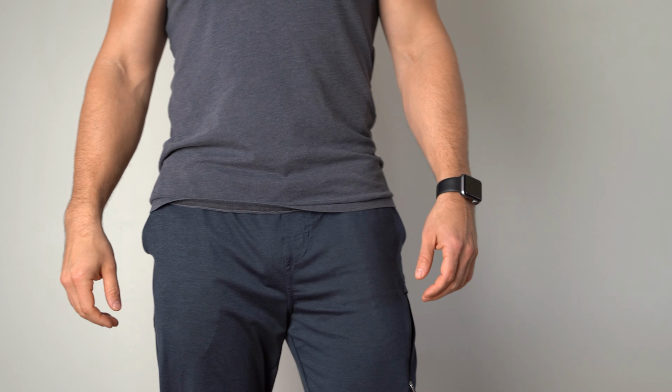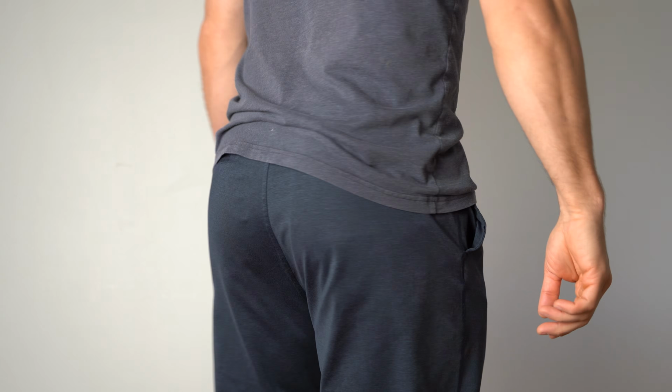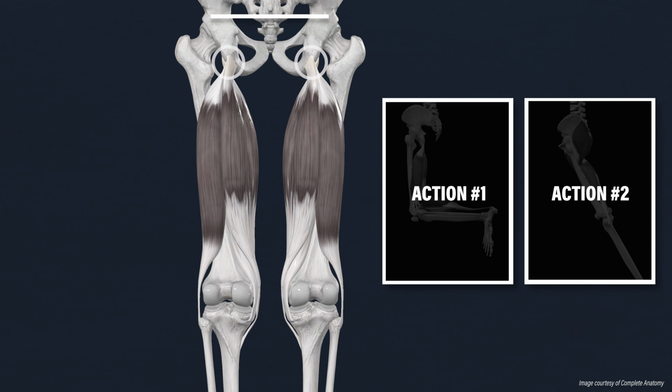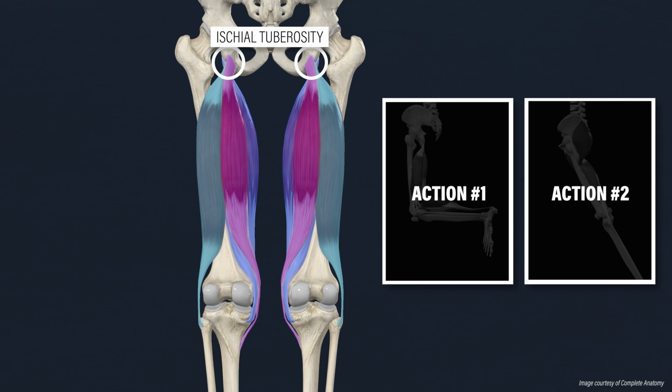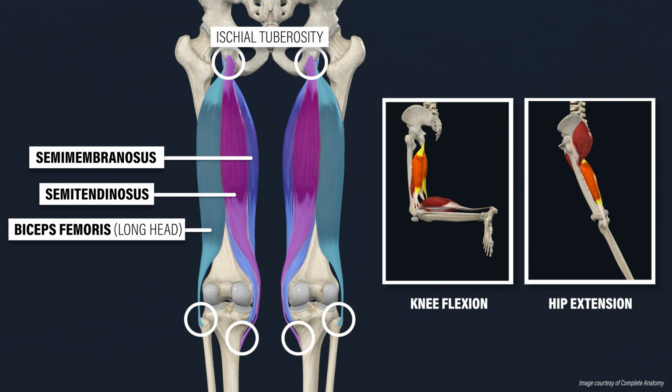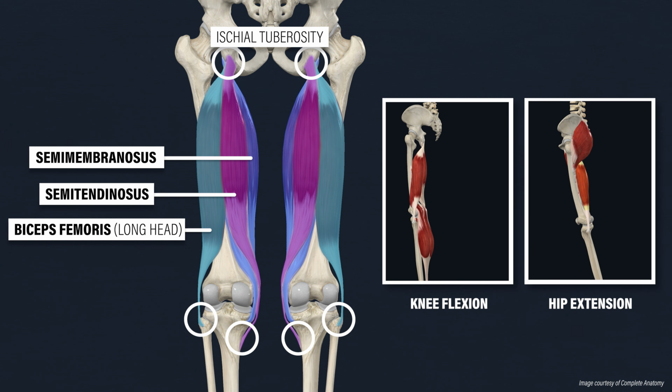Since I've discussed symptoms toward the front of the hip and the side of the hip, let's shift the focus to the back of the hip. The hamstring muscles originate on the ischial tuberosity, also referred to as the sit bone, and consist of three muscles: the semimembranosus, semitendinosus, and the long head of the biceps femoris. They insert onto the lower leg and primarily contribute to knee flexion and hip extension.